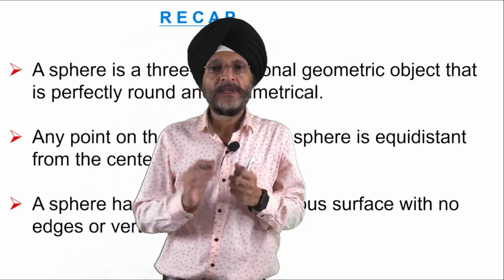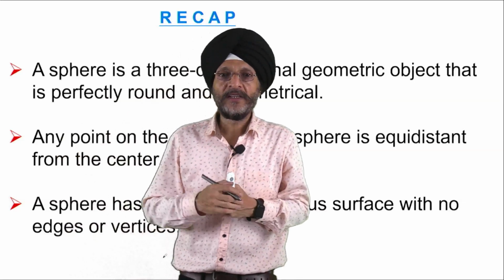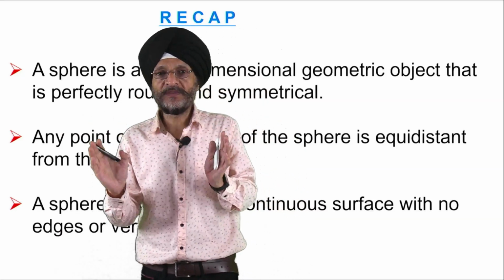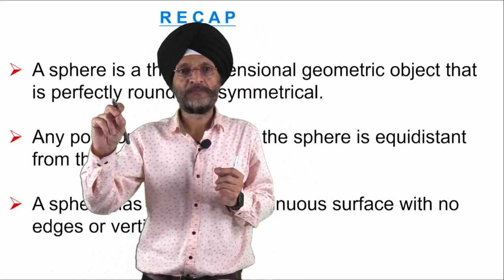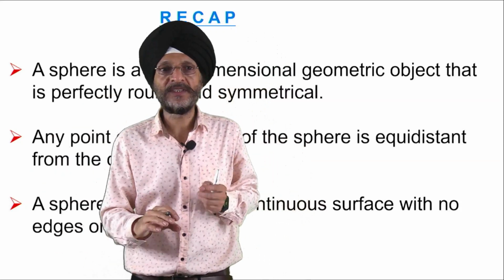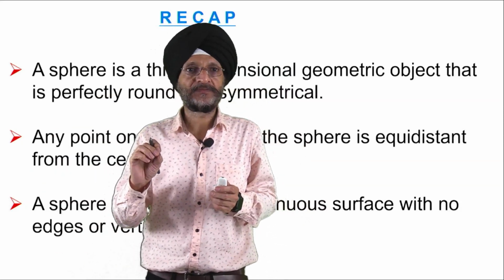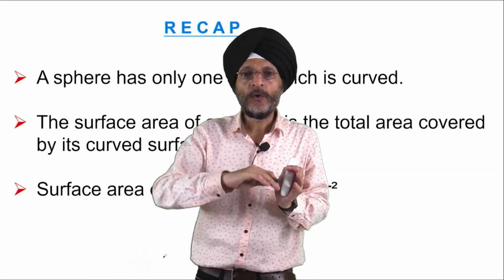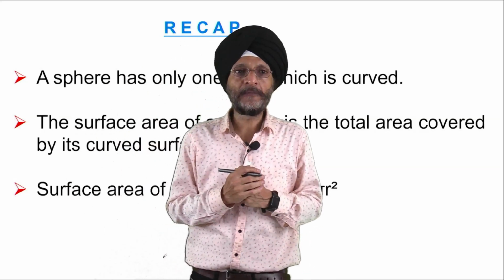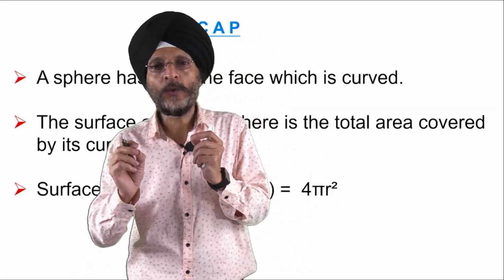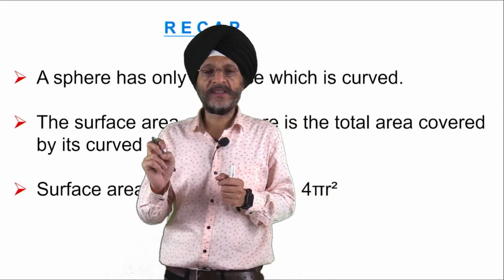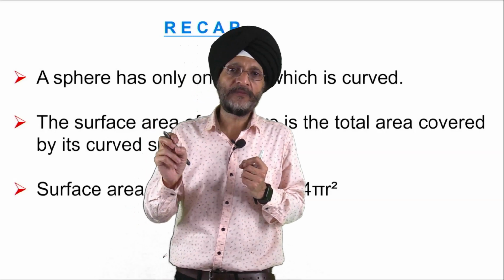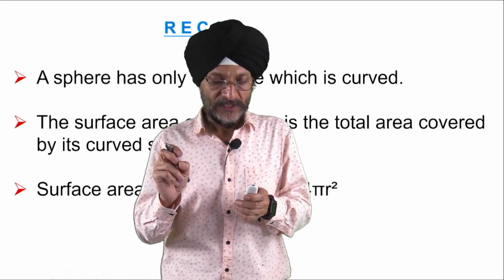Now we will do recap. A sphere is a three-dimensional geometric object that is perfectly round and symmetrical. Any point on the surface of the sphere is equidistant from the center. A sphere has smooth and continuous surface with no edges or vertices. A sphere has only one face, that is curved. The surface area of the sphere is total area covered by its curved surface area, and the surface area of the sphere can be calculated by the formula 4 pi r square, where pi is a mathematical constant and equal to 22 over 7 or 3.14, and r stands for radius of the sphere.